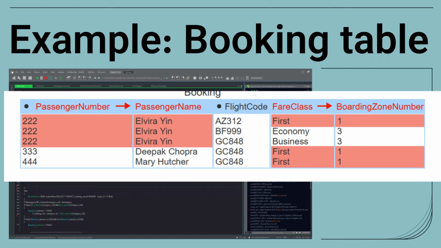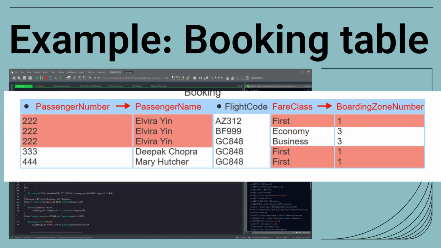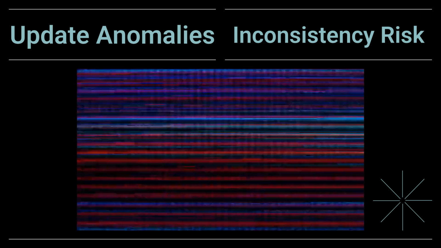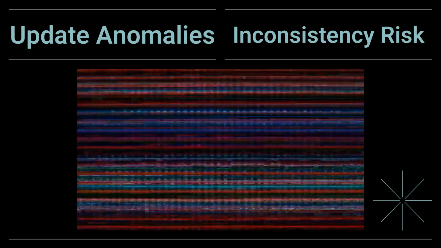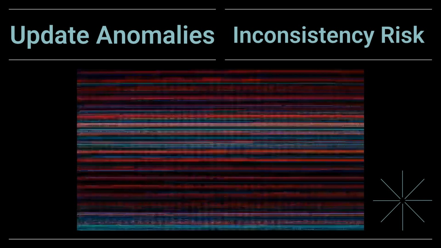For instance, consider a booking table where information like Elvira Yin and her passenger number 222 might be repeated across multiple rows if she has multiple bookings. While redundancy might seem harmless, it leads to several significant problems in database management. When related values are redundant, updating requires changing every single copy. If even one copy is missed, inconsistencies arise, and you can no longer trust the data.